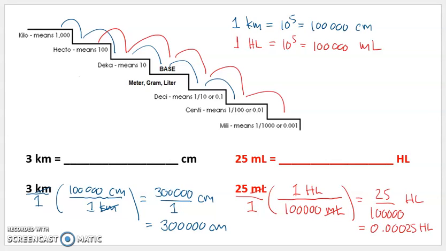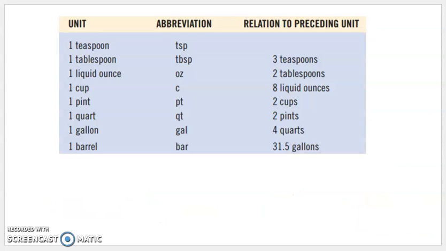A couple more conversions. Let's look at, say, these are baker's units. Let's say I have maybe 8 cups. And I want to convert 8 cups to, let's say, gallons. All right, cups to gallons. Now there's no cup to gallon conversion, so I'll have to go through some steps. I'll go from cups to pints, pints to quarts, and then quarts to gallons.